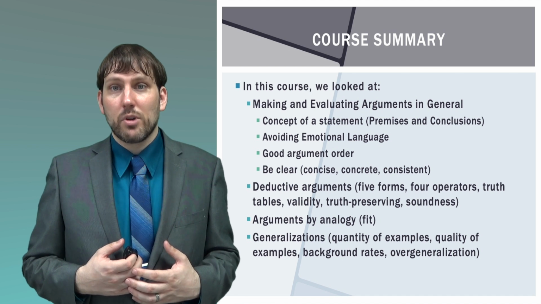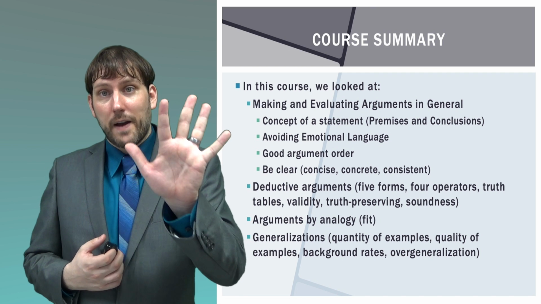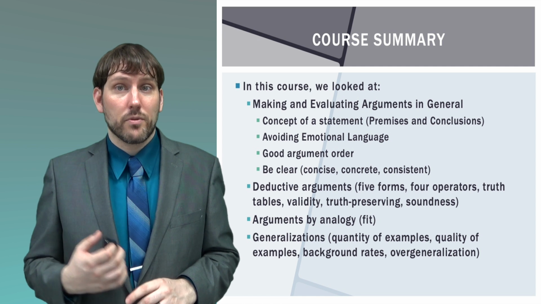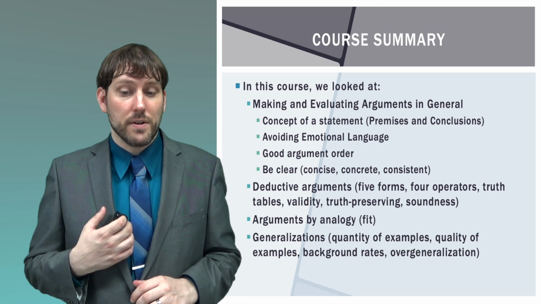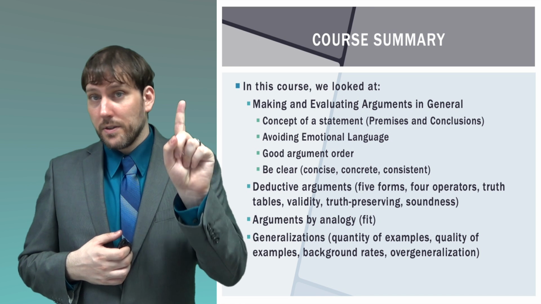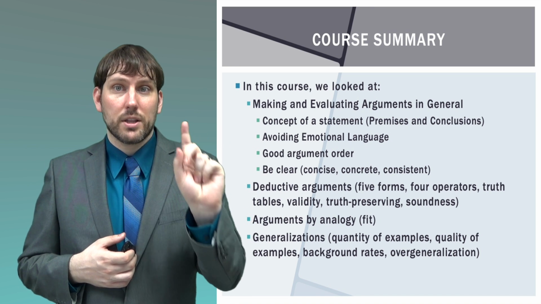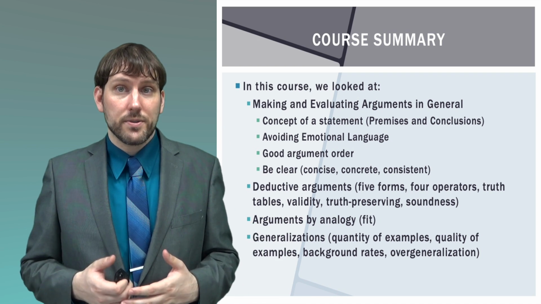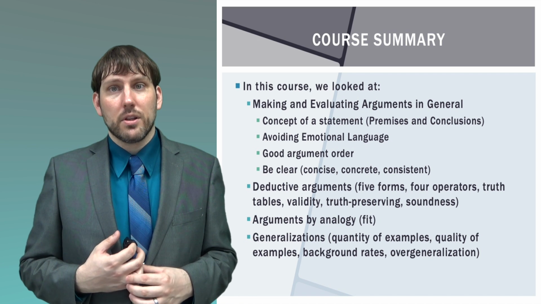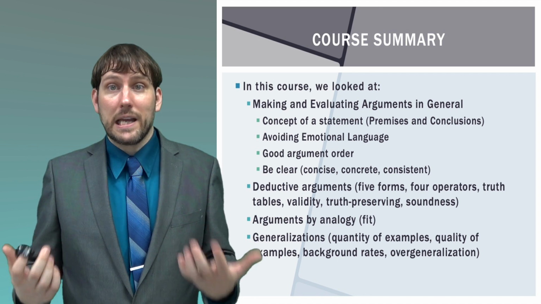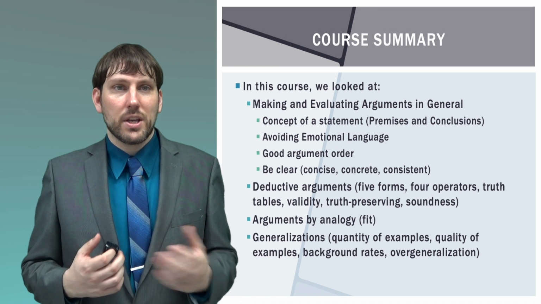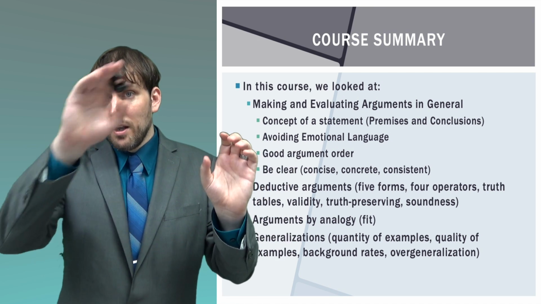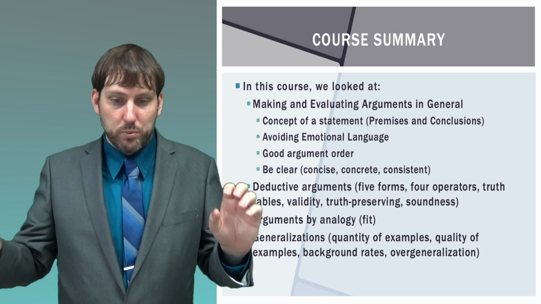With deductive arguments, we looked at the 3 laws of logic. We looked at 5 forms of argument, 4 operators, truth tables, validity, the concept of being truth-preserving, and then finally soundness. So we looked at the law of identity. The thing has the same meaning throughout the argument. We looked at the law of the excluded middle. For any claim, we have to decide, is it true or false? This is also called bivalence. And we looked at the law of non-contradiction. In our system, we cannot allow contradictions. It cannot be the case that A and not A are both true at the same time when A has the same meaning. So we say not, left parentheses A, and not A, right parentheses.